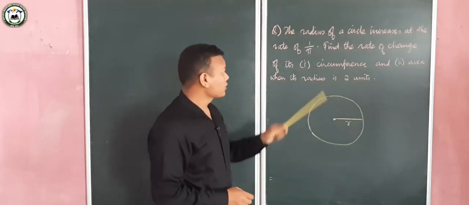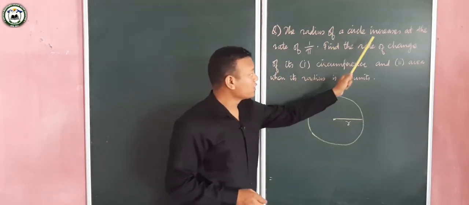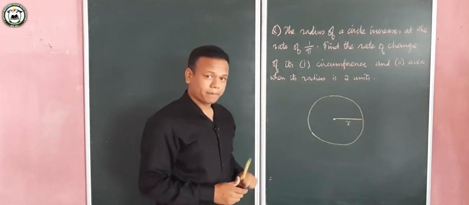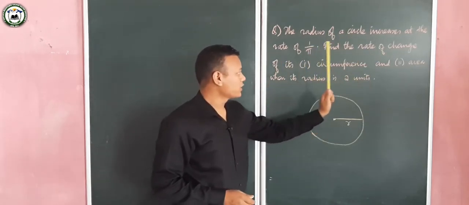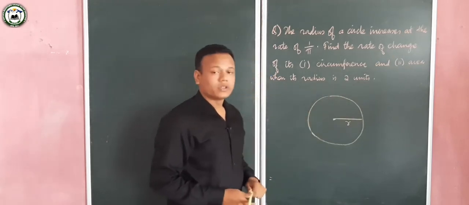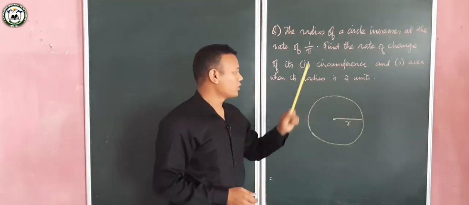Okay, let us have a look at this particular question. So the question says, the radius of a circle increases at the rate of 1 by pi. Find the rate of change of its circumference and number 2, area when its radius is 2 units.